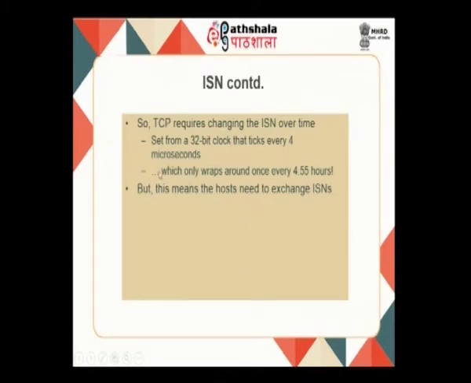Now, how is this random sequence number done? It is done by changing the initial sequence number over time. What is normally done is that it is set from a 32-bit clock that ticks every 4 microseconds, which means this will wrap only once every 4.55 hours. So, that should normally not cause any problem of the kind we talked about earlier, that is, a previous connection still being there while you have the same sequence number coming up. This is not likely to happen with this much of a wraparound time. 4.55 hours is definitely not a small amount of time. But what this of course means is that the hosts will have to exchange the initial sequence numbers, which they do whenever they first establish the connection.